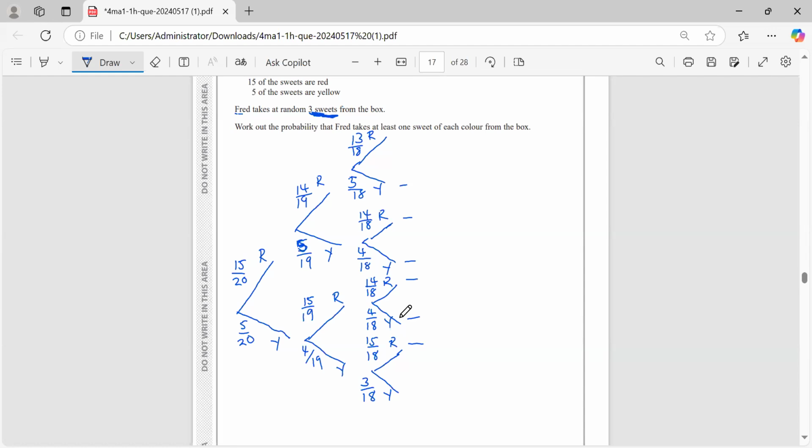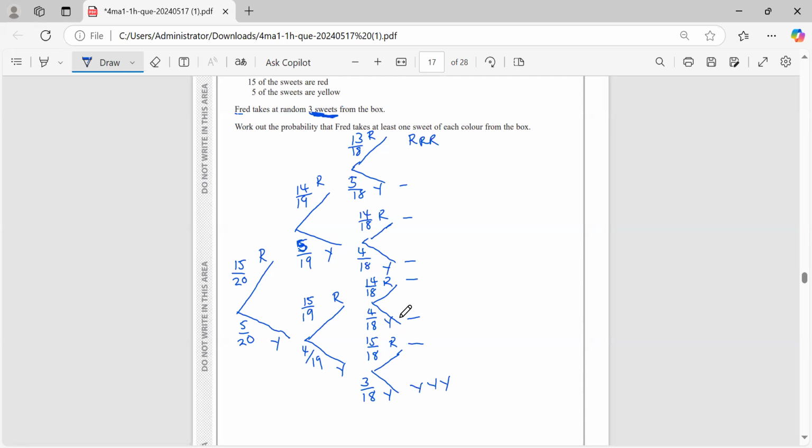So to save time, I'll find the probability that Fred will pick the same color, which is red, red, red, or yellow, yellow, yellow. I find the total of these two probabilities, then I subtract them from 1. If I subtract them from 1, I'm going to get the probability that he picked at least one sweet of each color, right? At least one sweet of each color from the box, all right?